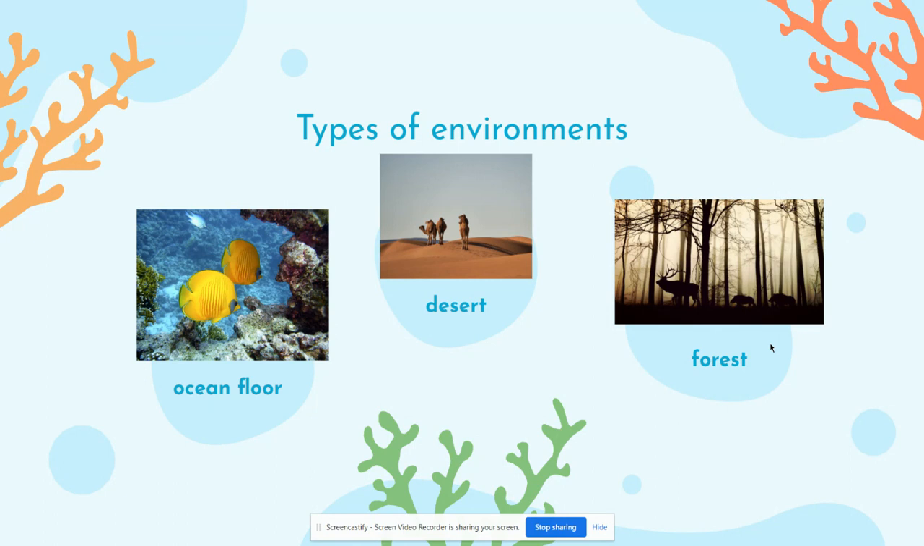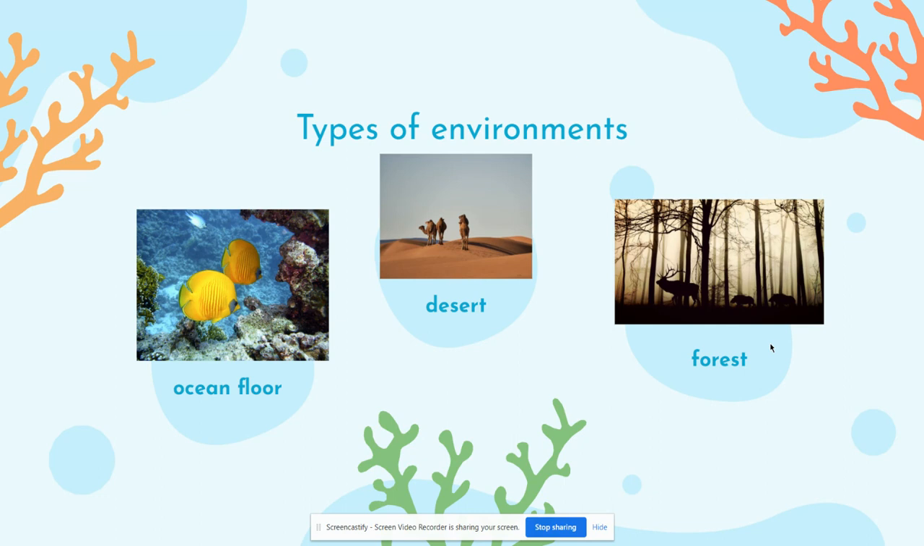The ocean floor has the fish and the coral reef. In the desert, we have camels, we have scorpions. We also have snakes and other types of lizards, right? And then we have the forest. Depending on where the forest is located, you could have deer, bears, owls and other kinds of birds, frogs and toads, and a bunch of other kinds of animals. But again, these are just three different types of environments.